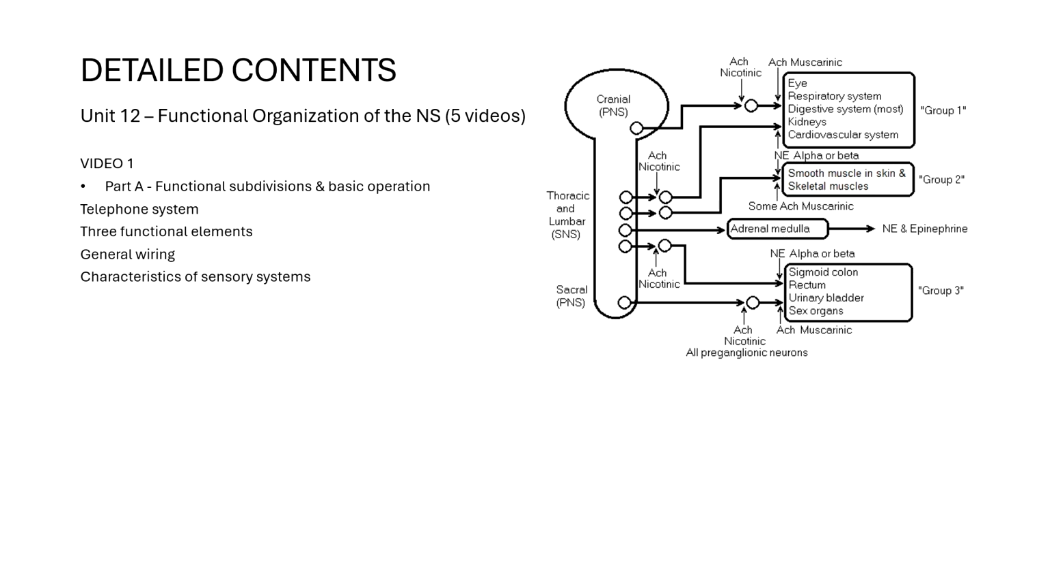We'll look at a telephone system and compare the nervous system to it. We'll describe 3 functional elements, and then we'll look at the general wiring. We'll look at characteristics of sensory systems.